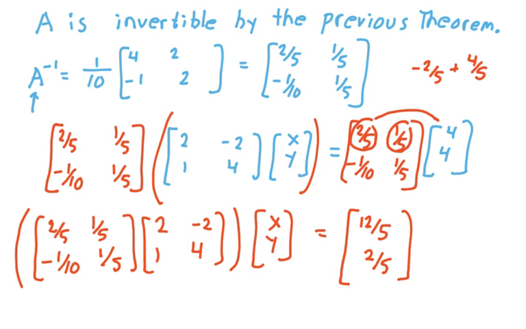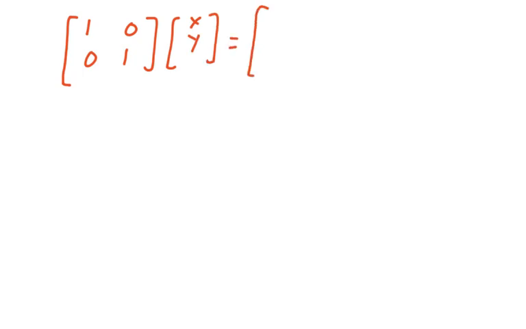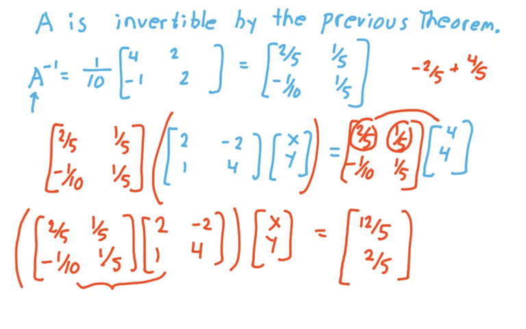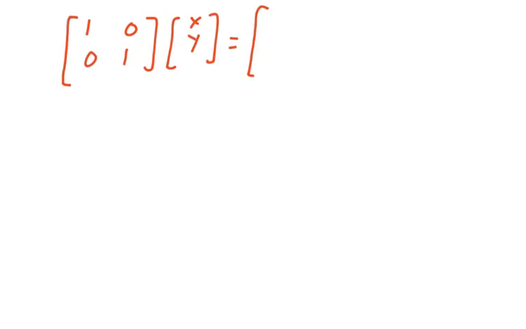Now, if all went well, if I take these two matrices and multiply them, I should get the identity matrix. And the identity matrix is given by 1, 0, 0, 1. So I get the matrix 1, 0, 0, 1 times xy equals, on the right side, we get 12/5, 2/5.